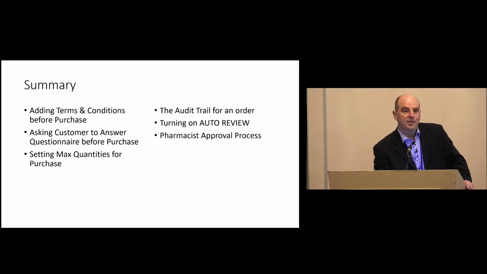We're also going to talk about the audit trail for an order. We're recording all the steps the customers take, just in case you ever got audited, and you can give an audit trail to the auditor. Turning on a new function called auto review. We're going to talk about that. And we're going to also talk about a new pharmacist approval process that you can turn on if you want to try that out as well.